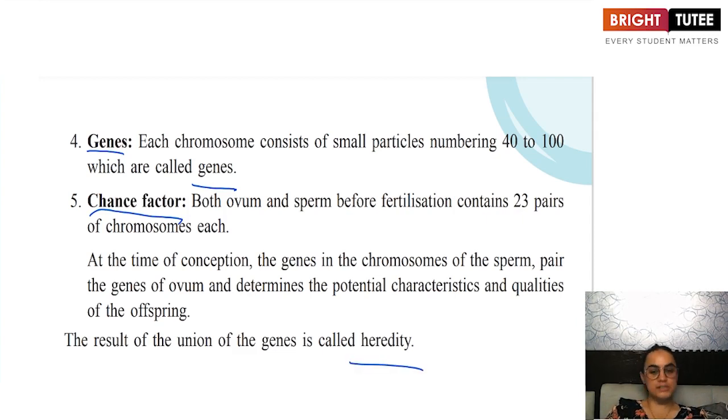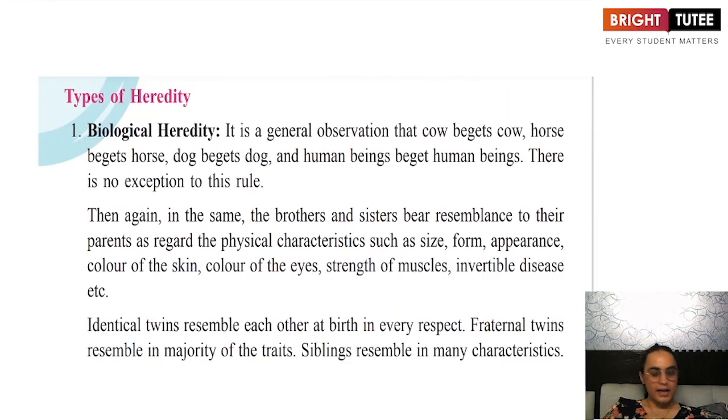So the end result of the union that takes place between the genes of the sperms as well as the ovum is what is heredity. Now let us discuss what are the different types of heredity. Now the first type of heredity that we have is biological heredity. Now what do we mean by biological heredity?